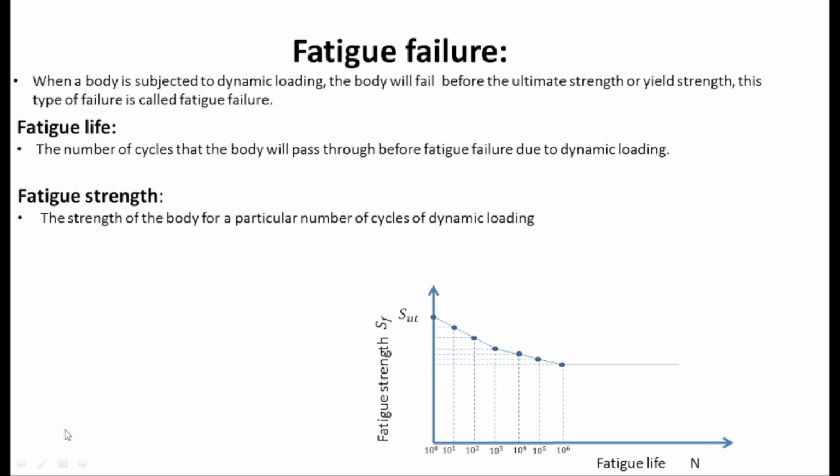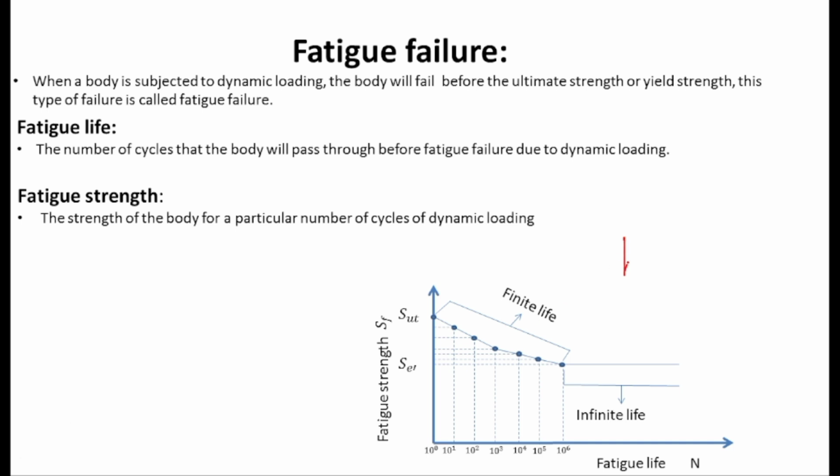Now let's combine these points. The strength at this point, where there is no further decrement in the fatigue strength, is called endurance strength, represented by SE, and the number of cycles for this strength can be named as infinite life. And this region strength is for the finite life, and this is for the infinite life. For that, the strength is represented by SE dash, called the endurance limit.